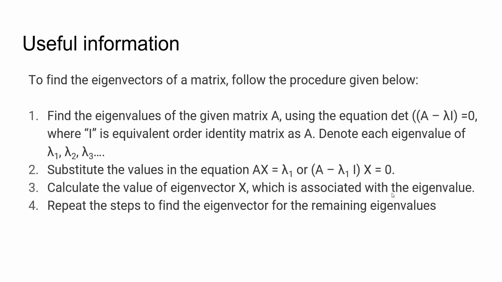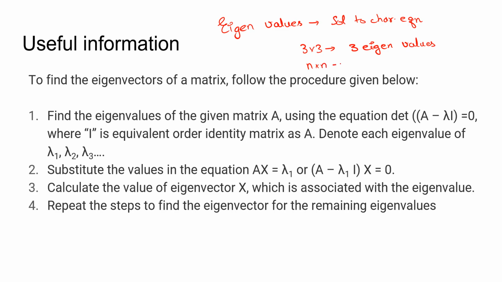Before all this, we will first know what an eigenvalue is. Eigenvalues are the solutions to the characteristic equation. If a matrix is 3 cross 3, it will have 3 eigenvalues. Similarly, if a matrix is n cross n, it will have n eigenvalues, and each eigenvalue will have an eigenvector corresponding to it, which will satisfy the equation (A minus lambda I) x is 0.